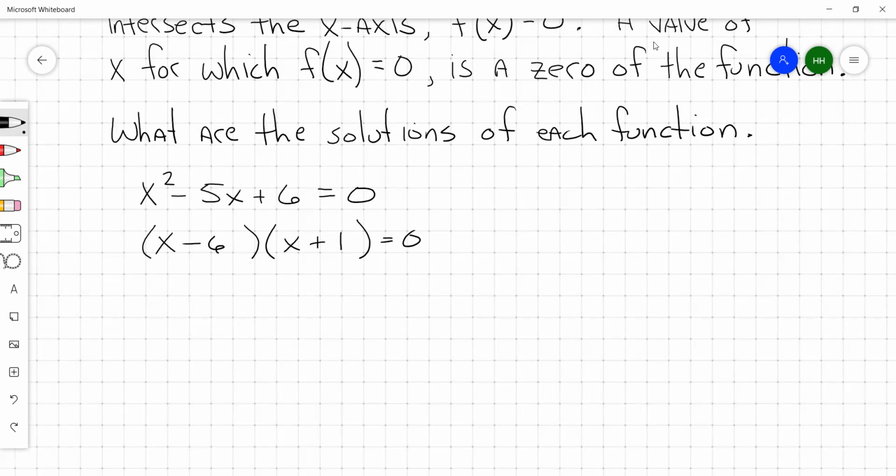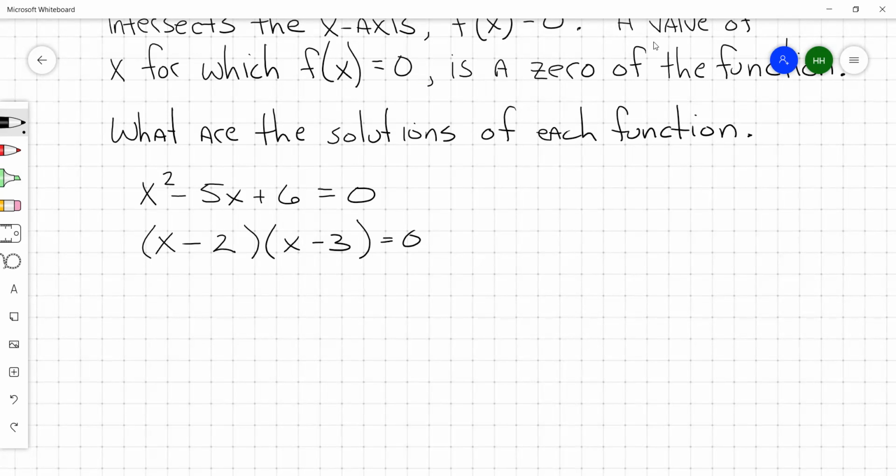No, it wouldn't. It would be factors of 6. We need to use the 2 and the 3, right? We need x minus 2 and x minus 3. Negative 2 times negative 3 is positive 6. Negative 2 plus negative 3 is negative 5.